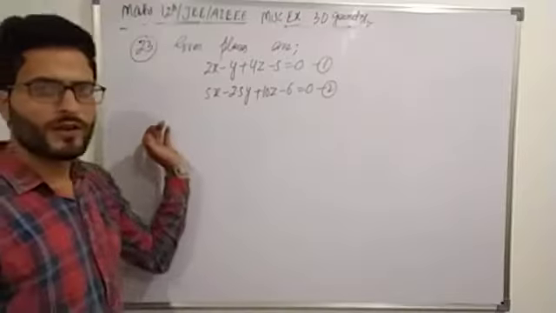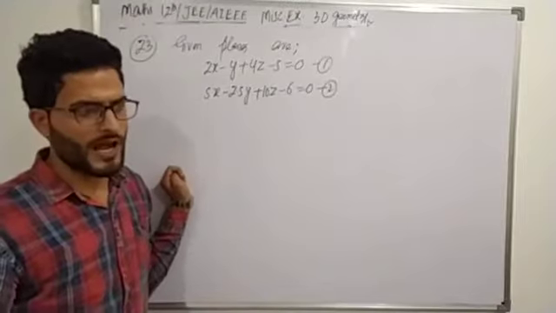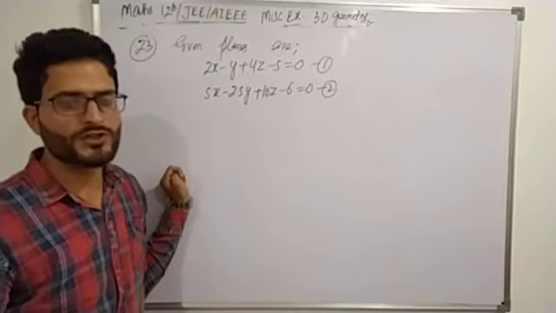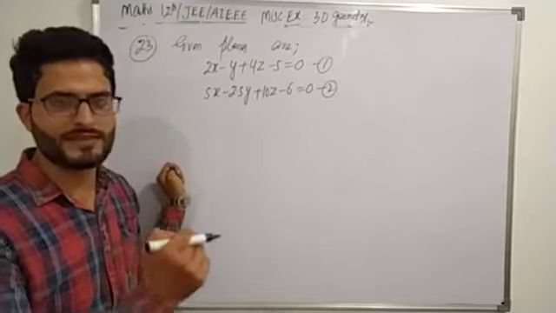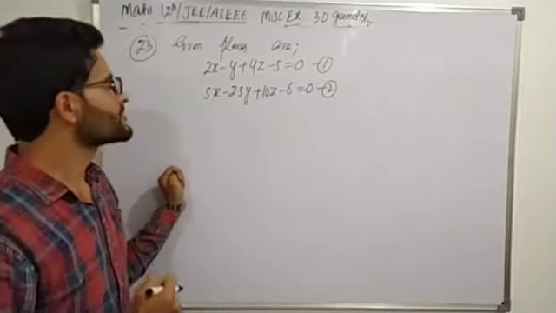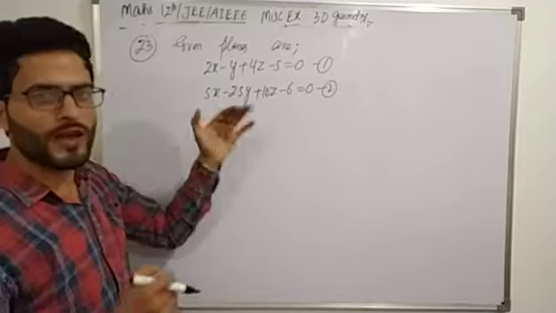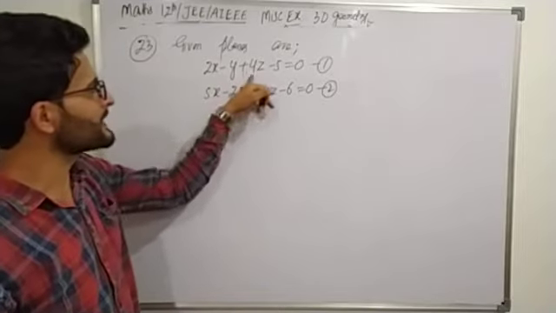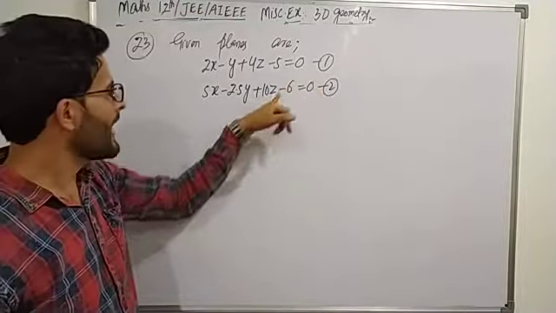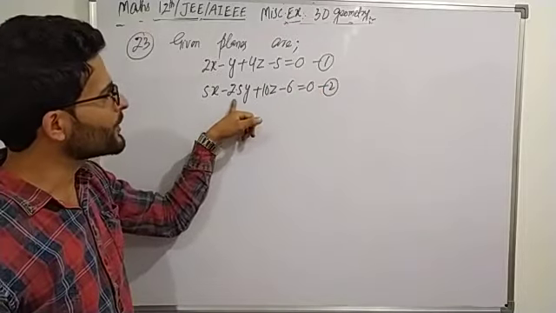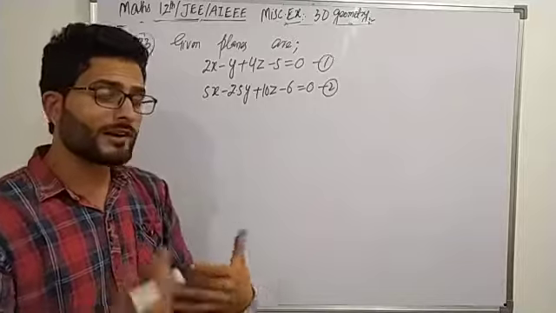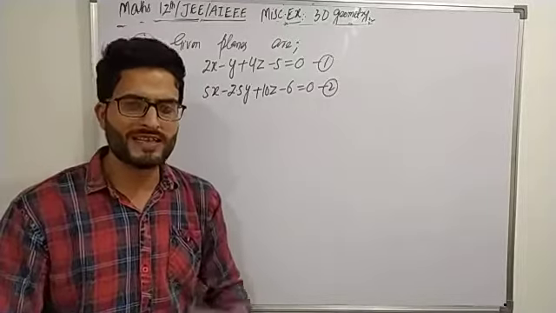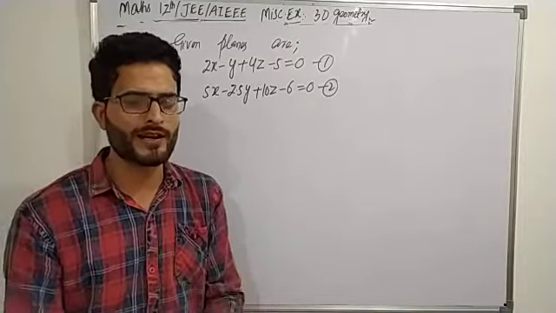Now we are on question number 23, again an objective type question, and this is the last question of our miscellaneous exercise regarding 3D and means that's the last question of our unit. So here we have two planes, 2x minus y plus 4z minus 5 equal to 0, and 5x minus 2.5 into y plus 10z minus 6 is equal to 0. We have to actually discuss the nature of these two planes, whether they are parallel, perpendicular, or intersecting.